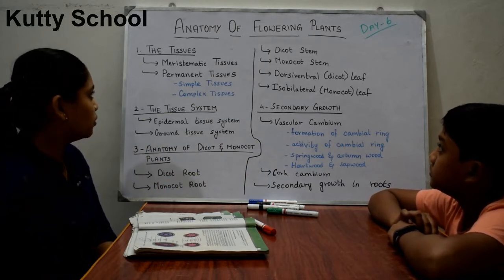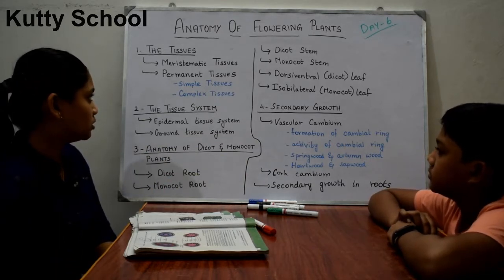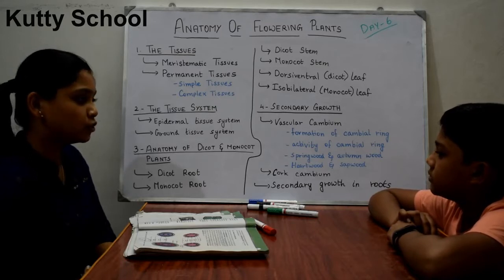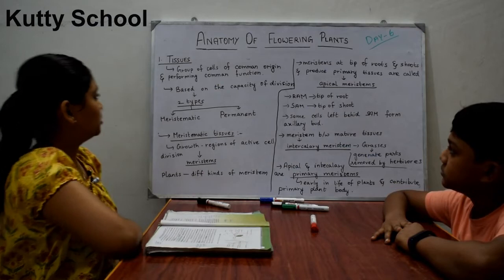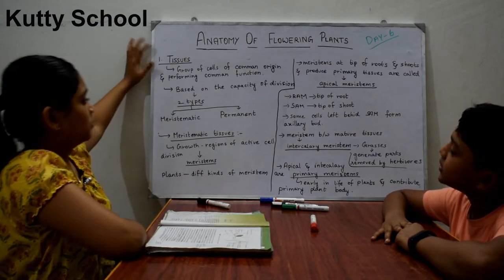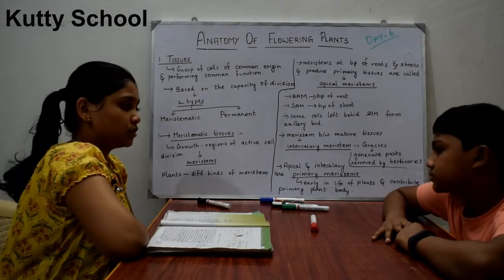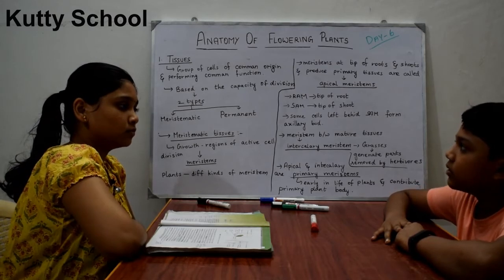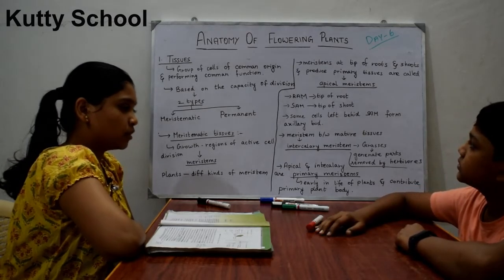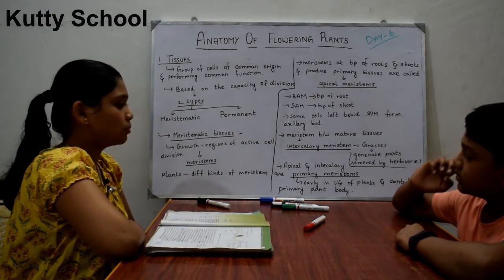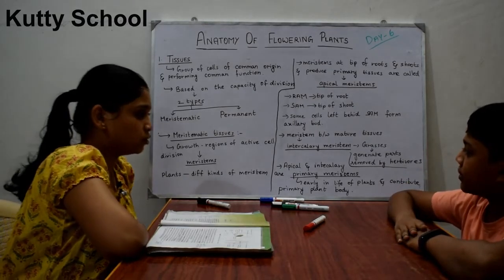So first we will go with the tissues, in which we will discuss meristematic tissues. Now we are going to see the first topic, which is tissues. These tissues are generally a group of cells. A group of cells formed together to perform a common function is known as tissue.